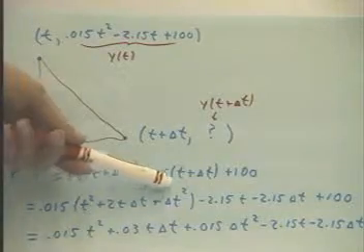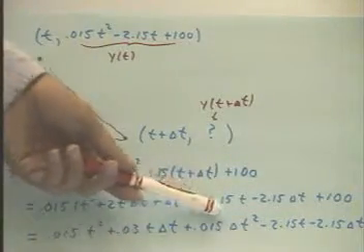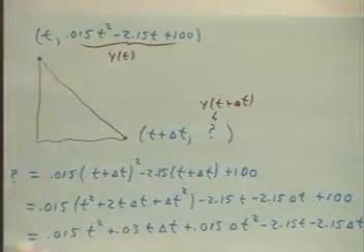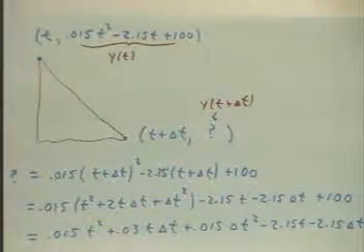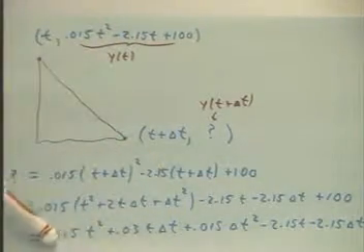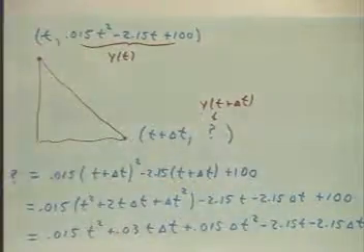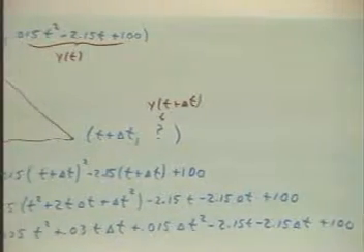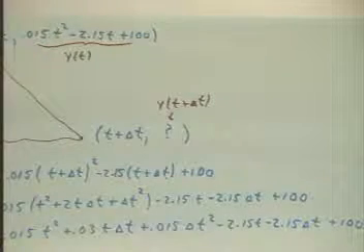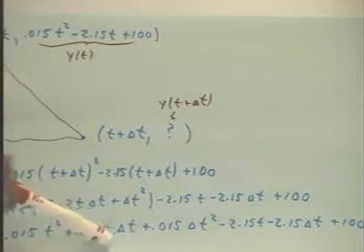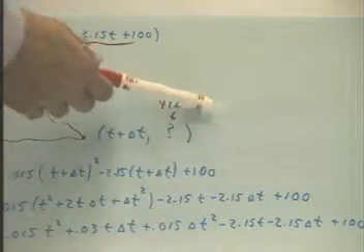We distribute the negative 2.15 through this addition. We get negative 2.15t minus 2.15 delta t. The 100 just comes down. We distribute the 0.015 through this expression, and we get what you see here. And there's a plus 100 on the end over there that we didn't quite have room to include, but you can just about see it all right here. And that is the expression that would go in for y of t plus delta t.